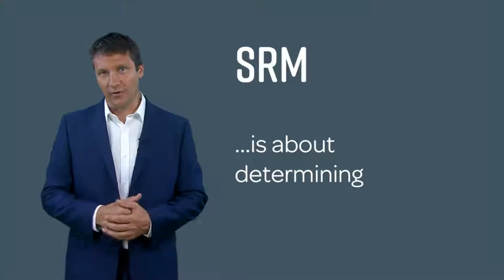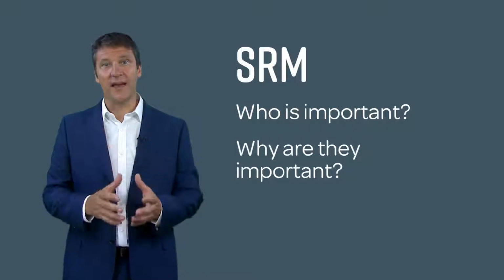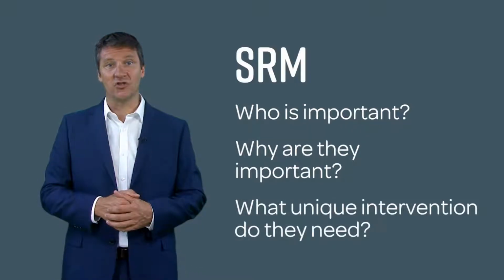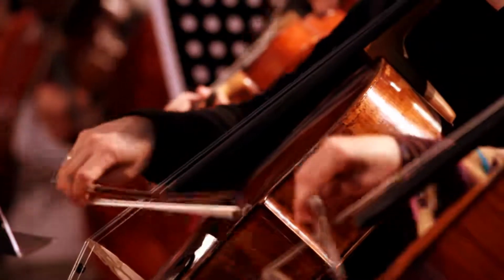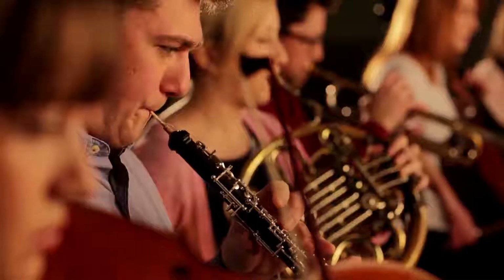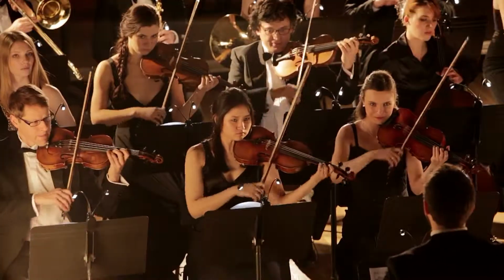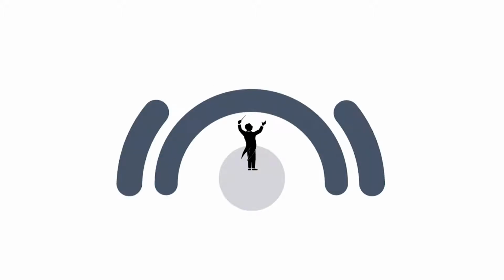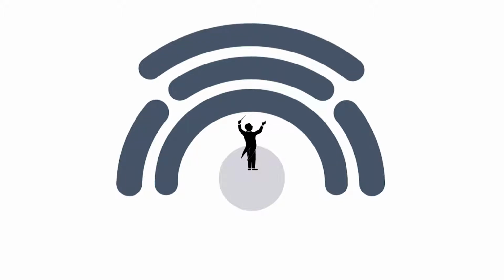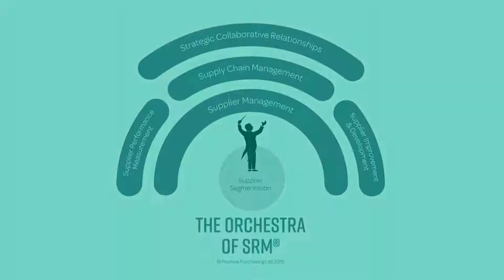SRM is a structured approach to determine which suppliers are important, what makes them important, and to deploy a range of different supplier and supply-based interventions with our most important suppliers according to what makes them important. We can understand SRM by comparing it to an orchestra. In an orchestra, the different sections play at different times, according to the music under the direction of a conductor. With SRM, for our important suppliers, we deploy different forms of intervention. The Orchestra of SRM is the different types of supplier interventions that we select according to the unique supplier situation and what makes them important to us at any given time.